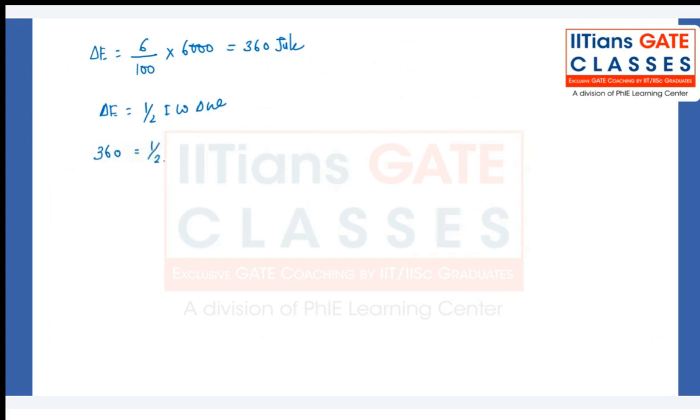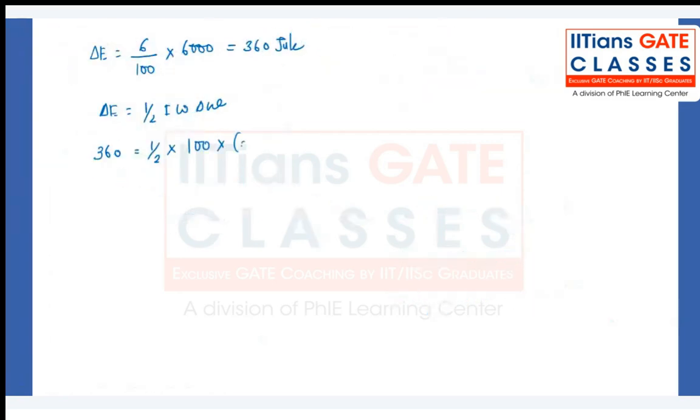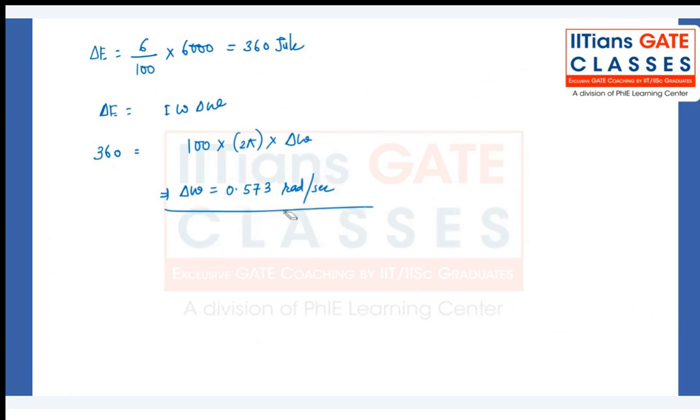So yes, 360 is equal to half of I, which is 100, omega is 2 pi. Or not half of I omega, just I omega delta omega. So half will go, I omega delta omega. So from this you will calculate the delta omega, which is 0.573 radian per second.